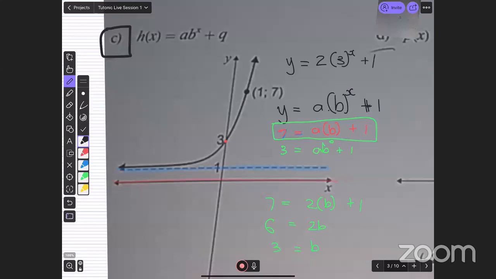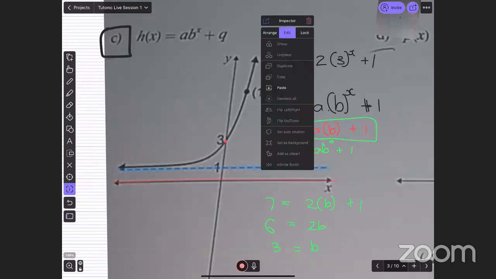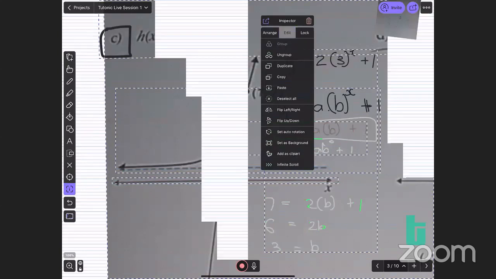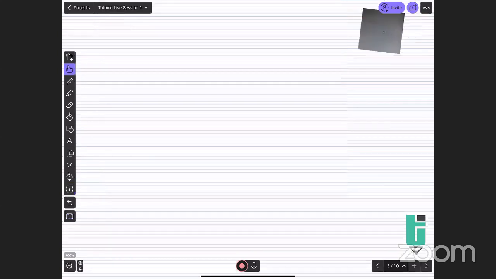So the final equation is y equals 2 times 3 to the power of x, plus 1. Great. Sydney, sorry, I have a friend called Percy. Sydney, does it make sense? Yes, it does. Thank you. Great, and let's do the next one.